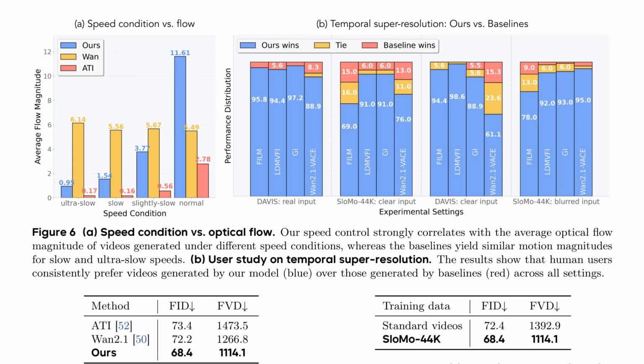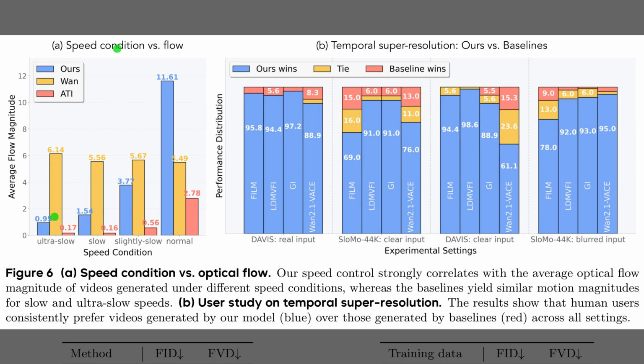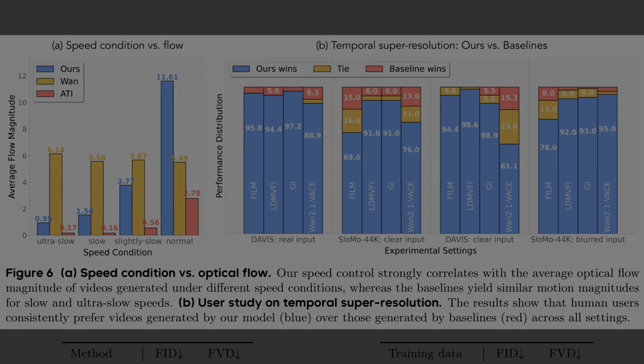Figure 6 evaluates the system on its manipulation tasks. The left chart tests speed control, comparing how well the generated motion matches the requested speed. The blue bars represent the new model and its average flow magnitude, which measures how much the pixels actually move between frames, scales perfectly from ultra-slow up to normal speed. Meanwhile, the baseline models in yellow and red remain mostly flat, showing they essentially ignore speed instructions. The massive blue blocks on the right detail a human preference study for temporal super resolution, where reviewers overwhelmingly chose the new model's outputs across all test settings.